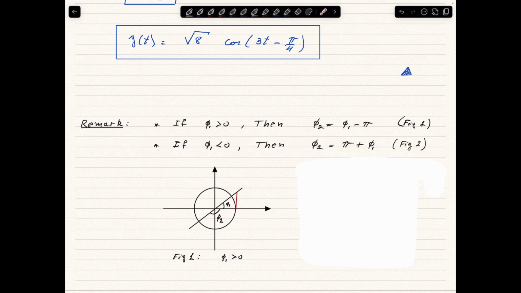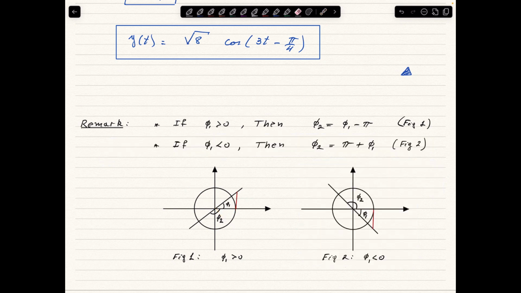So if phi 1 happens to be negative, which is now this picture, then what you need to do is to the negative solution you add pi, and you get the second solution. So depending on the sign of the first solution, you either subtract pi or you add pi to get the second solution, and then the initial conditions are going to decide whether phi 1 or phi 2 is the correct phase shift for your problem.